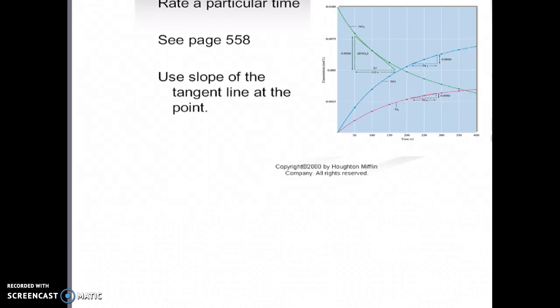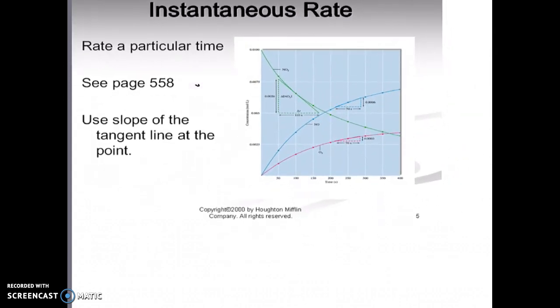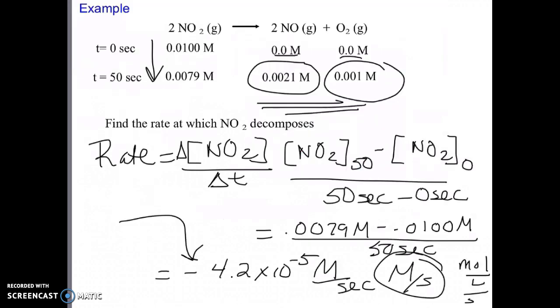So you may see a unit like that as well as an option for rates. Okay, so what happens here is, there's something called an instantaneous rate, and the rate that we had done before would be considered an average rate over the time between 0 and 50 seconds. Would that rate always be consistent at 4.2 times 10 to the negative 5 molarity per second? It may not, and it is just the average over that time period from 0 to 50.